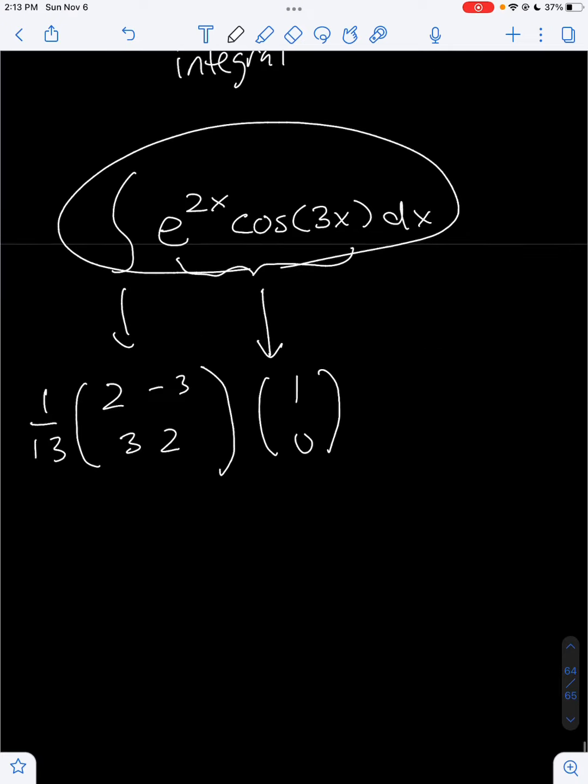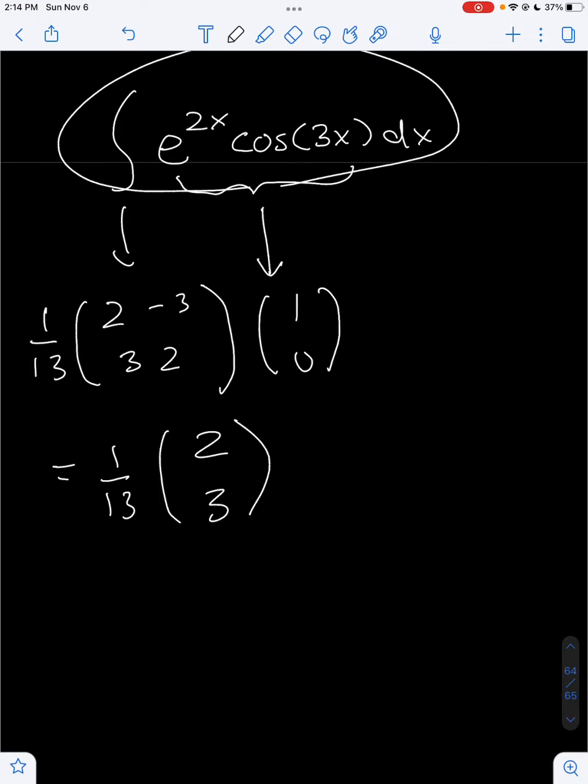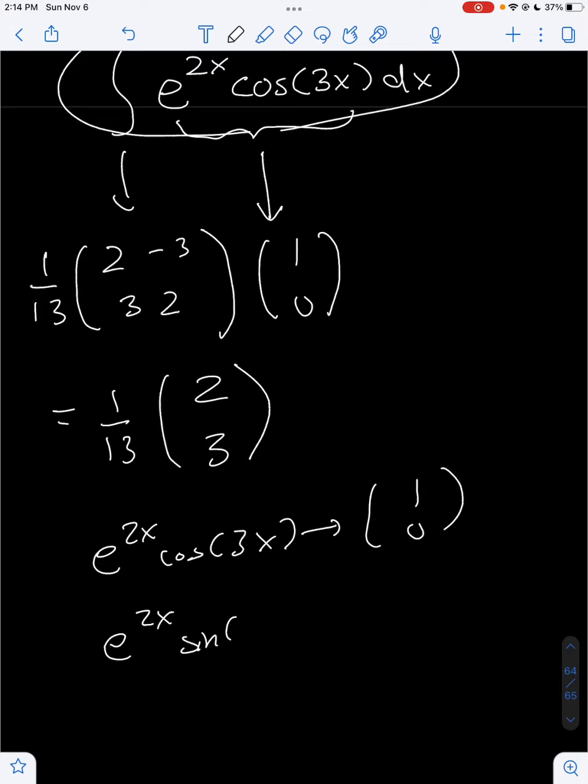So by multiplying these matrices together, we get 1 over 13 times, we're going to get 2 at the top, and we're going to have 3 at the bottom, and here is our answer. And now we have to write it back into our function form. And remember that e to the 2x cosine of 3x, that was just 1, 0. And the e to the 2x sine of 3x was just 0, 1.